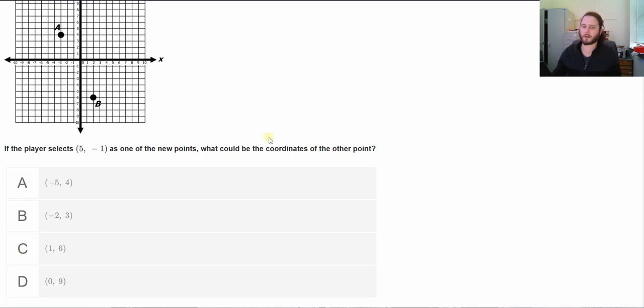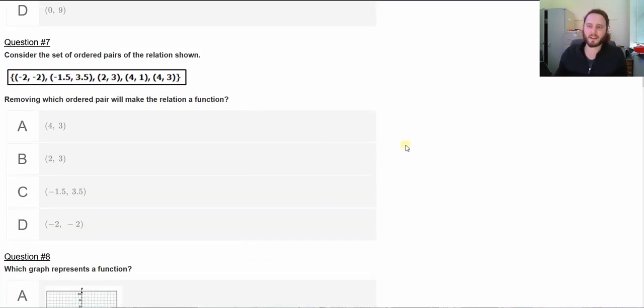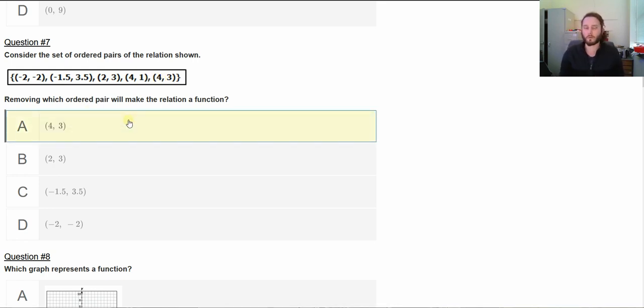So let's go ahead and move on to number 7, which is asking us about functions. Pause this, see if you can identify which point would be responsible for making this not a function. Okay, assuming you paused it, it's one of these two. A function means that the x-coordinate never repeats. It means that every input has exactly one output. So the x value is my input. We have a 4 here and another 4 here. That cannot happen. So we have to remove one of the coordinates that starts with a 4. So we would eliminate A.